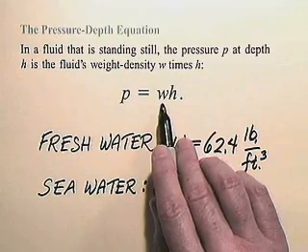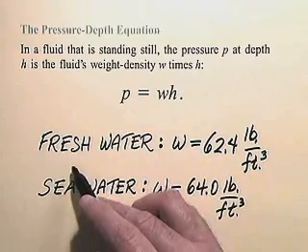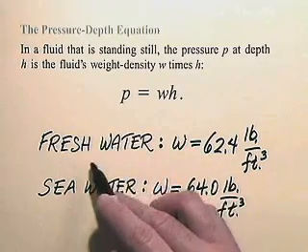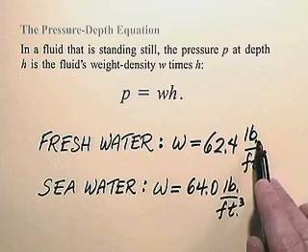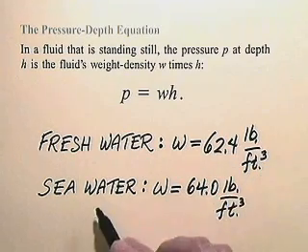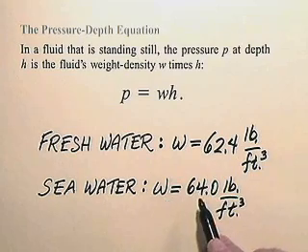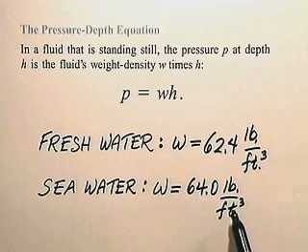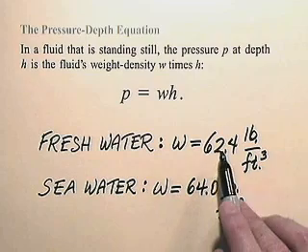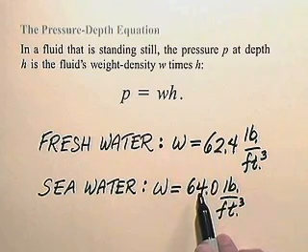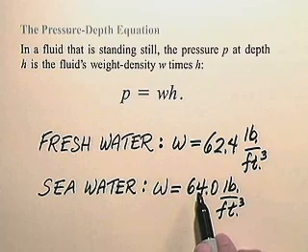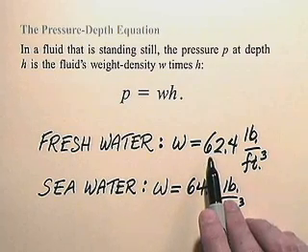A couple of good things to keep in mind for many physical problems is fresh water has a weight density W equal to 62.4 pounds per cubic foot. Seawater has a weight density of 64.0 pounds per cubic foot. Notice seawater weighs more than fresh water. That's because of the dissolved minerals and salts in the seawater. This means that a given object will have a greater buoyant force on it in seawater than in fresh water.